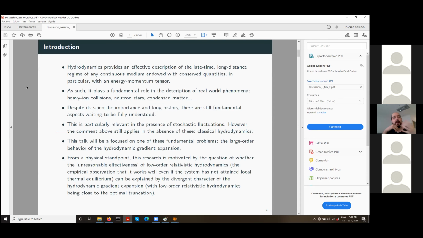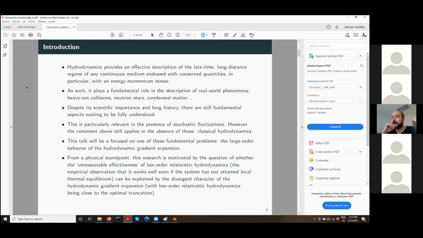So we're going to be discussing hydrodynamics, and as it has been emphasized repeatedly during this week, hydrodynamics is extremely important from a scientific standpoint because it provides an effective description of the late time and long range behavior of any continuous medium, which is endowed with conserved quantities, in particular with a conserved energy momentum tensor. And this effective framework is extremely powerful, and it can be employed to describe phenomenology, let's say, the collective behavior of QCD matter or condensed matter systems.